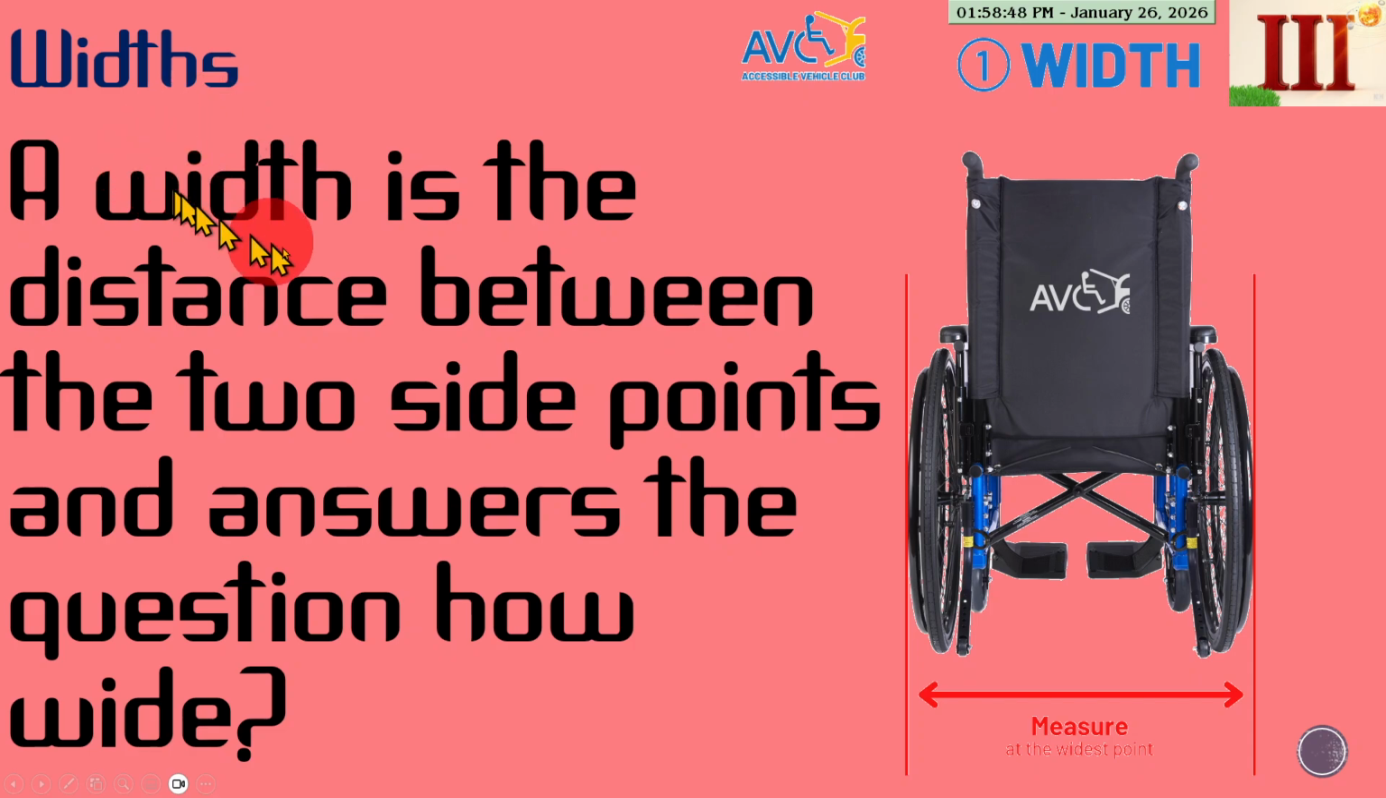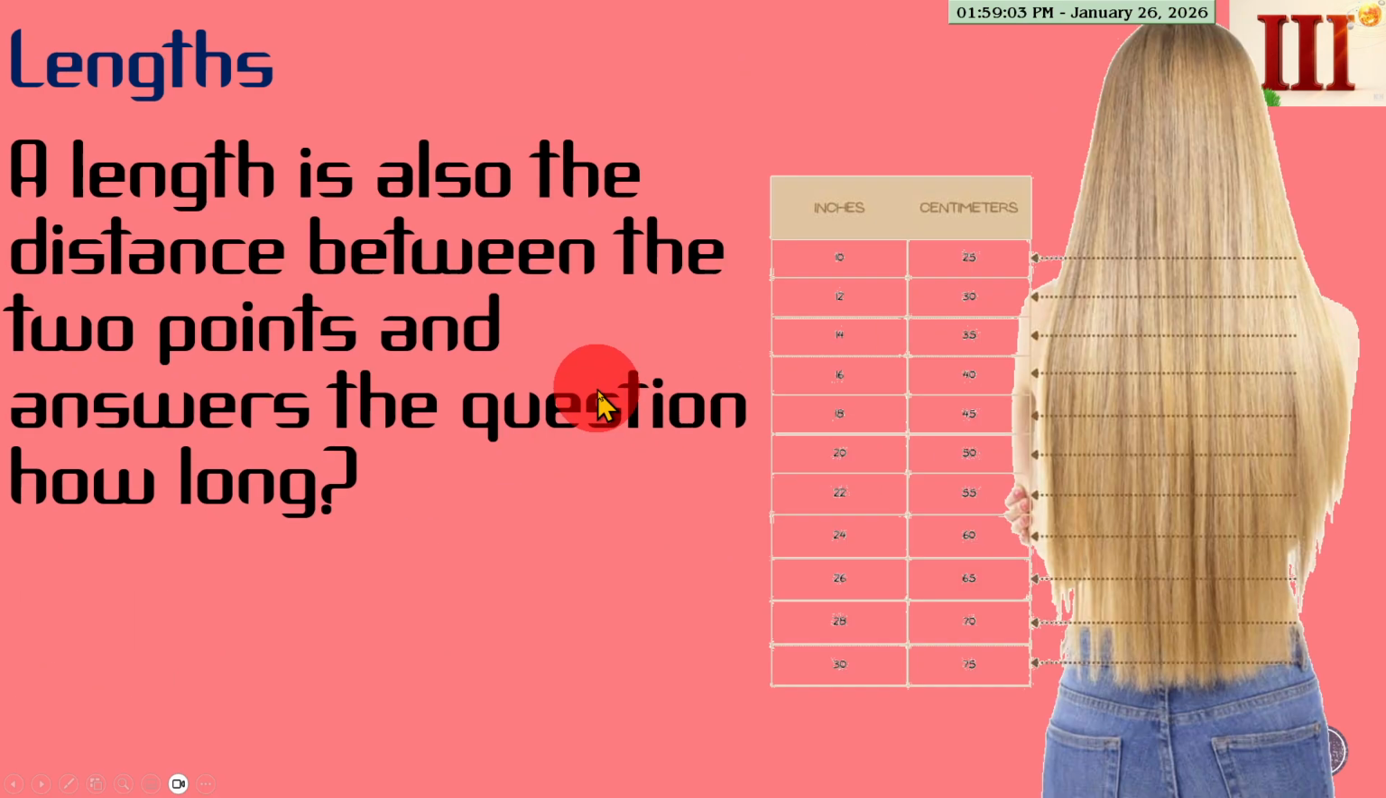A width is the distance between two side points. So as we look at this wheelchair, from the leftmost point to the rightmost point, this would answer the question, how wide? Of course, length is what we would normally call distances. It answers the question, how long?